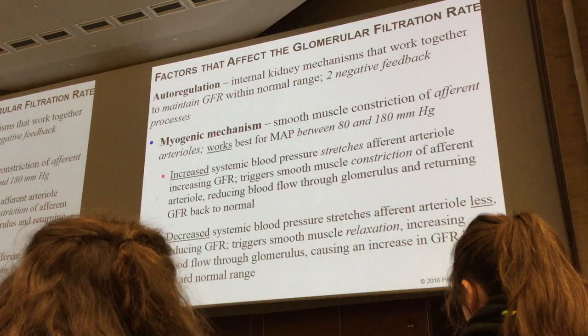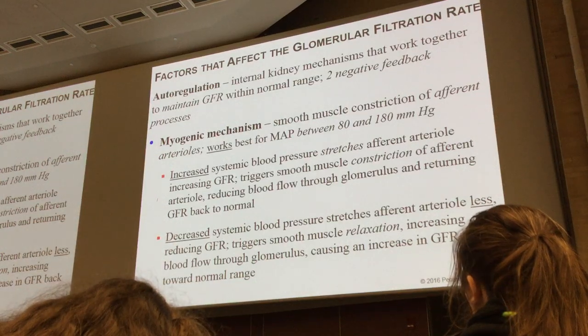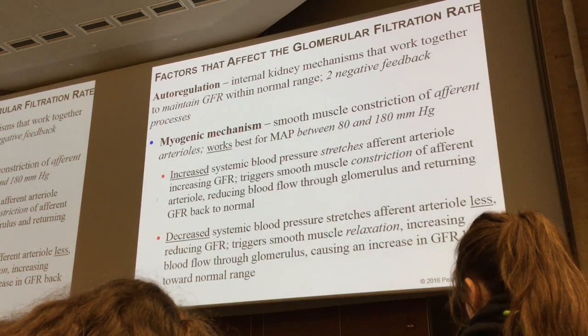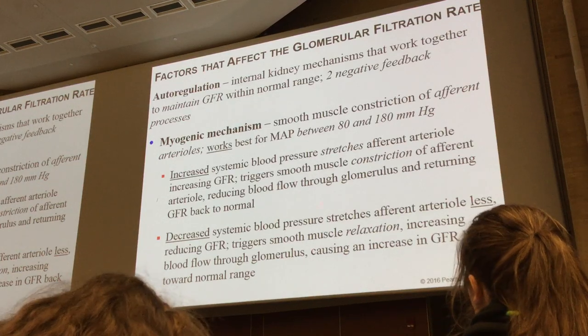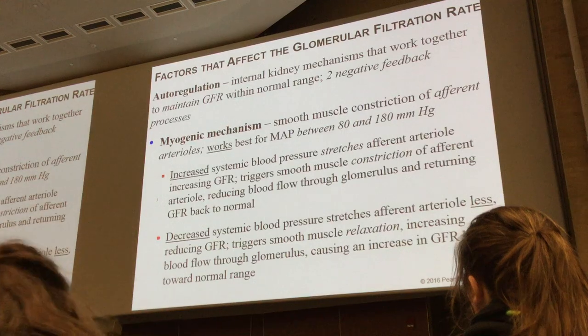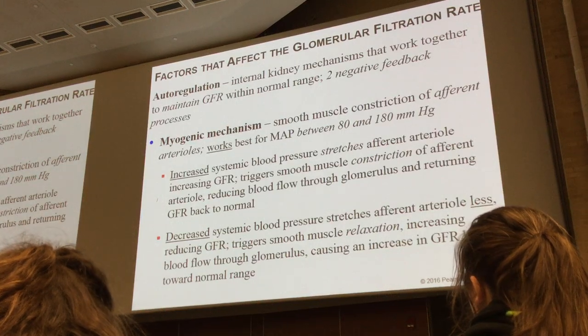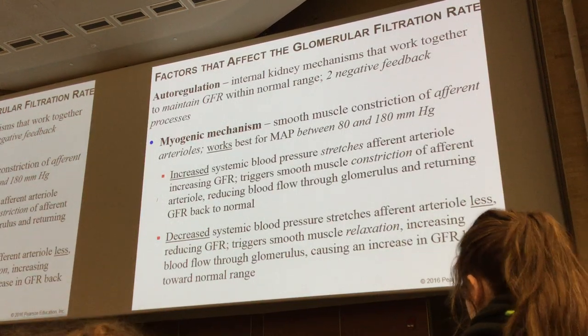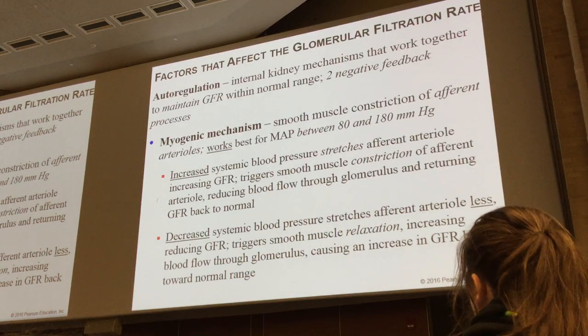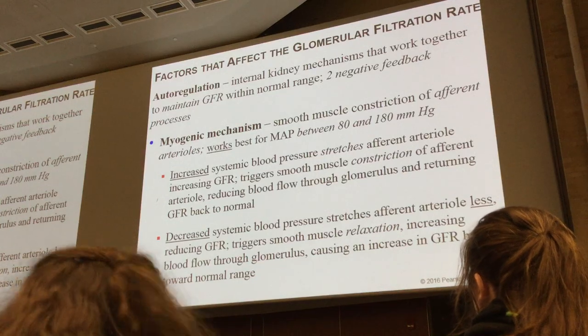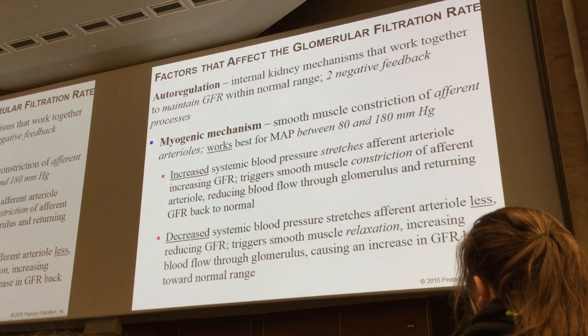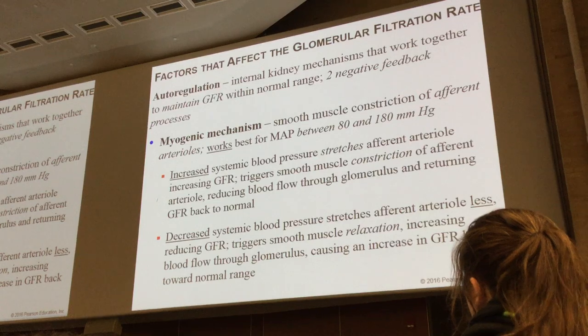So, what's amazing about your kidneys is they can function by a huge, wide range of your mean arterial pressure, up to 180 millimeters of mercury. It's only when you have severe hyper or severe hypo tension that you can have problems with urine output. It can pretty much maintain it during this time.